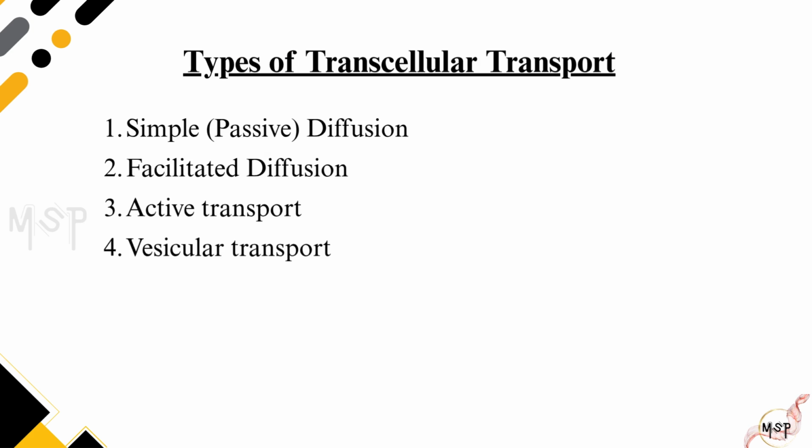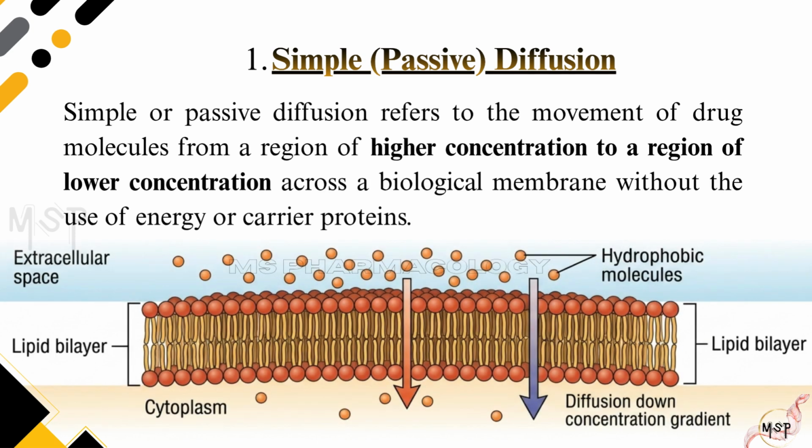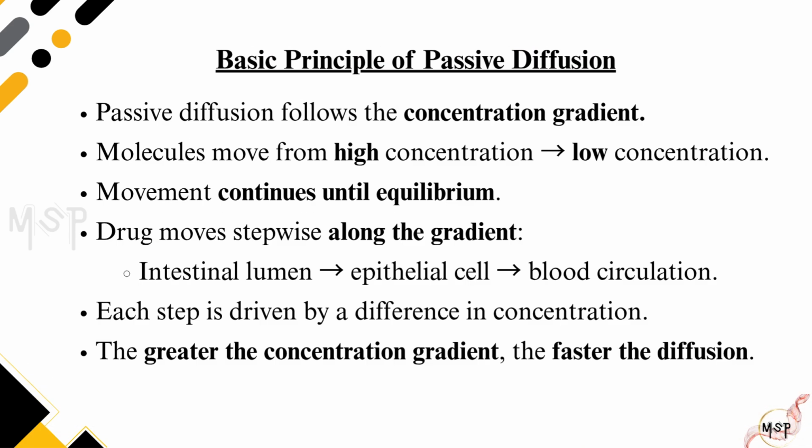Now let's talk about the different types of transcellular transport. The first one is the engine behind most of this: simple passive diffusion. This is the primary way most drugs cross cell membranes to reach your bloodstream. Simple or passive diffusion is the movement of molecules from an area of higher concentration to an area of lower concentration, downhill, essentially. No energy needed, no carrier proteins. The molecules just flow naturally until both sides of the membrane reach equilibrium. It's physics doing the work.